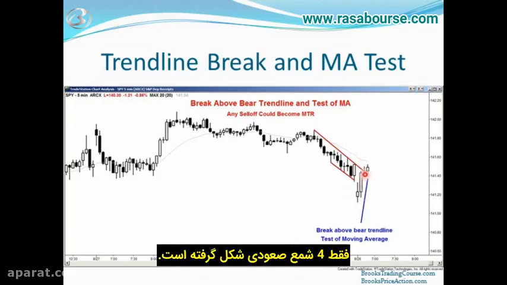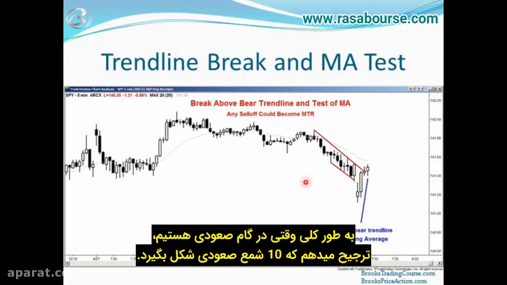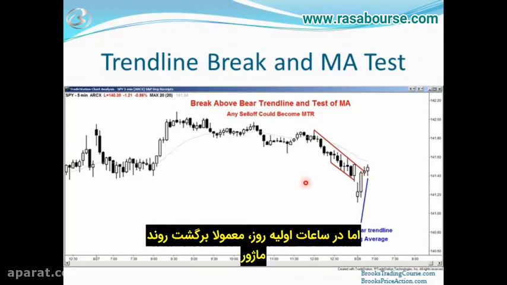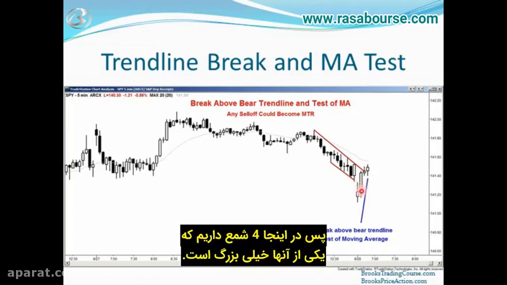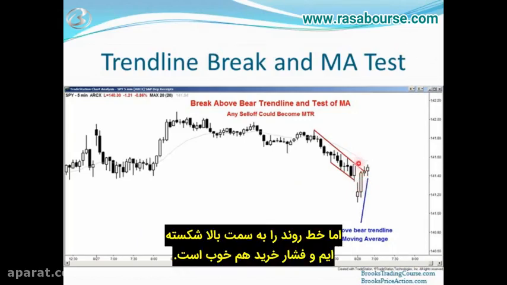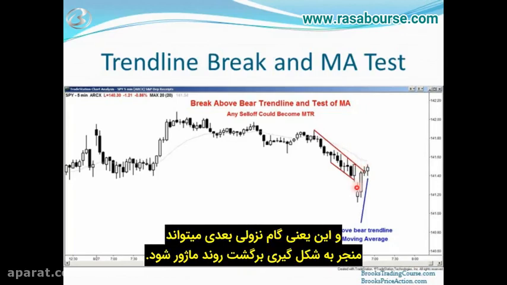So that is good buying pressure. It's only 4 bars up. In general, I'd like to see closer to 10 bars in the rally, but in the first hour of the day, a lot of times major trend reversals happen with fewer bars and bigger bars. So here we have 4 bars and one of them is very big. However, we're breaking above the bull trend line, and we have good buying pressure here, so that's alerting traders to the possibility that any sell-off could result in a major trend reversal.